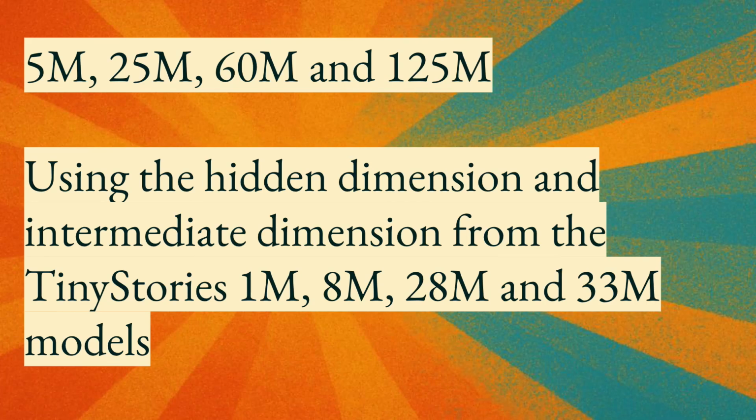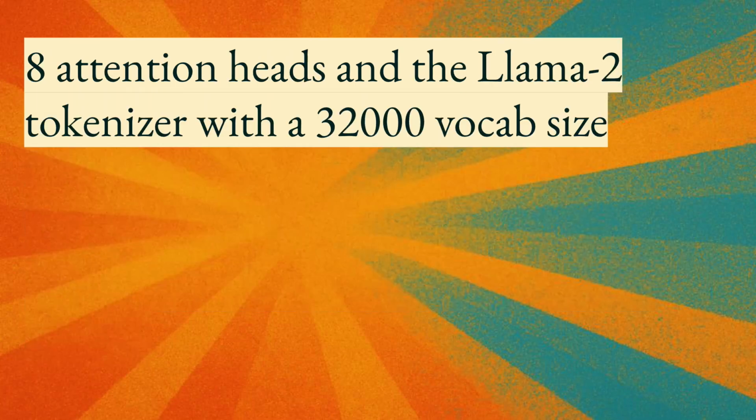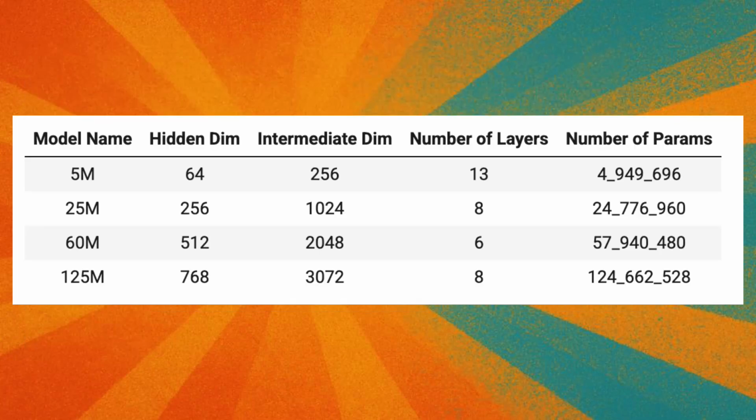I think I'm for now settling on 4 model sizes: 5 million, 25 million, 60 million, and 125 million. I'm using the hidden dimension and intermediate dimension from the Tiny Stories 1 million, 8 million, 28 million, and 33 million models. And I'm using 8 attention heads for now for all models. And I'm using the Llama 2 tokenizer with a 32,000 vocab size. So this is what my models look like.